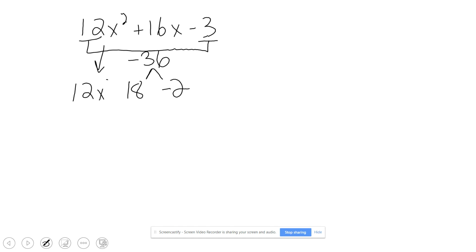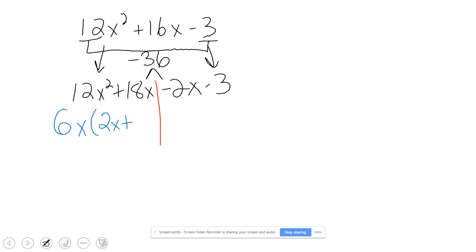So we're bringing down 12x squared. It's a positive 18x minus 2x minus 3. Split this exactly in half and start with our common factor between 12x squared and 18x. And we say, well, I could divide both of them by 3. But remember, we want the largest common factor we can pull out from both of those. And the largest common factor is actually going to be 6x. So 12x squared divided by 6x is 2x plus 18x divided by 6x is 3.